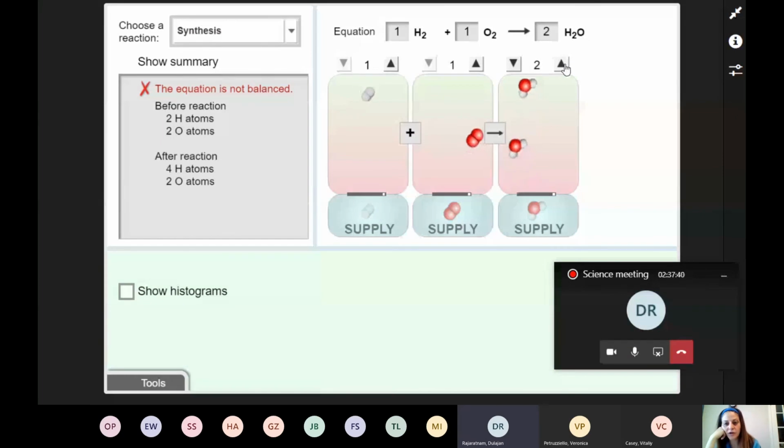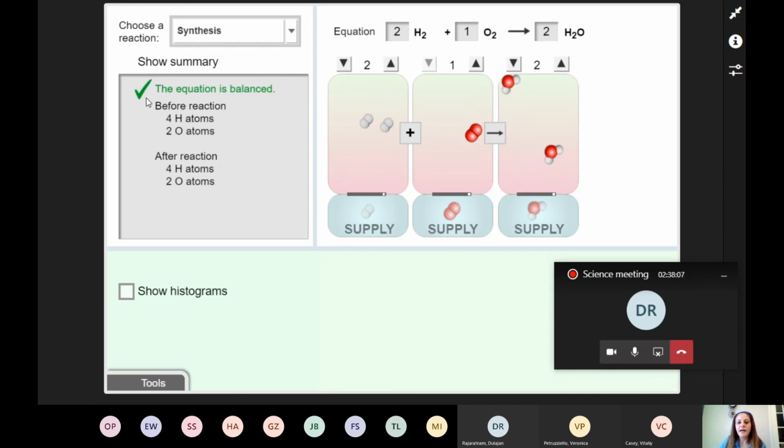Add another water molecule. So now, Dula, look, I started with 2 red circles, which is 2 oxygens, and now I have 2 oxygens too. But I have another problem now. It's not over yet. Now you need to add 2 more hydrogen. Yes, excellent. There you go. You got the green check mark. The equation is now balanced.